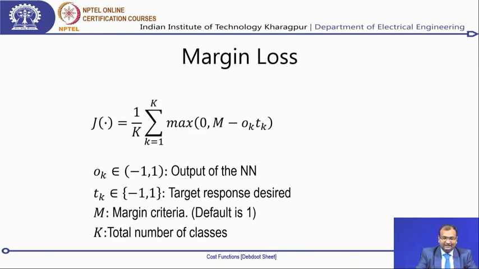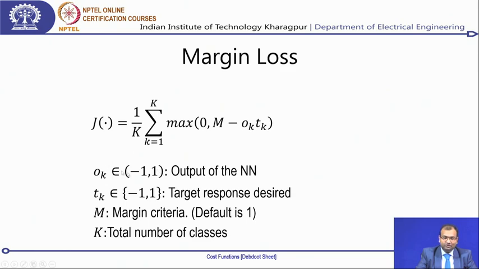Whichever class exists is what is associated with +1. Whichever class does not exist is associated with -1. So your target, which is the actual class label for a particular sample, will be either -1 or +1, whereas the output of the neural network over here can be in the range of -1 to +1.